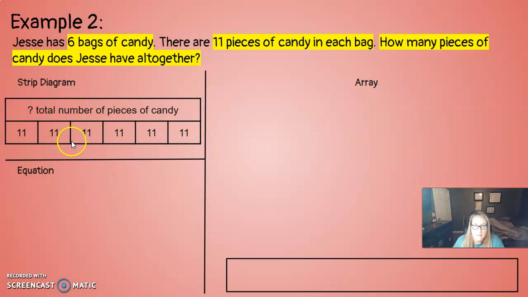Now I'm going to write my equation. My equation helps me figure out how I'm going to solve this problem. And there's a few ways I could do it. I'm going to use multiplication. So I have 6 bags or 6 groups of, how many are in each one? That's right, there's 11. So 6 groups of 11, or 6 times 11, is going to give me my total number of pieces of candy.